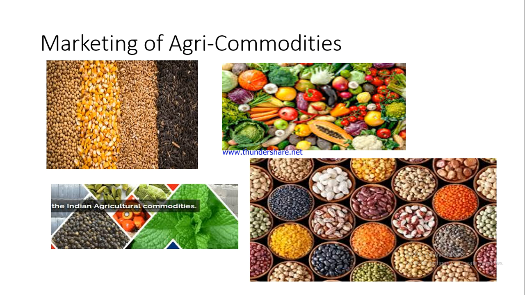You can have a look at the different types of commodities. We have got cereals, and then we have got vegetables and fruits, and then we have got pulses and oilseeds. So these are the different types of agri commodities. Why are we discussing them? Why are we discussing marketing of agri commodities separately?